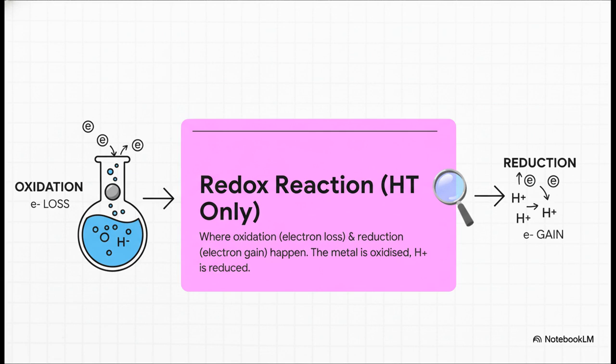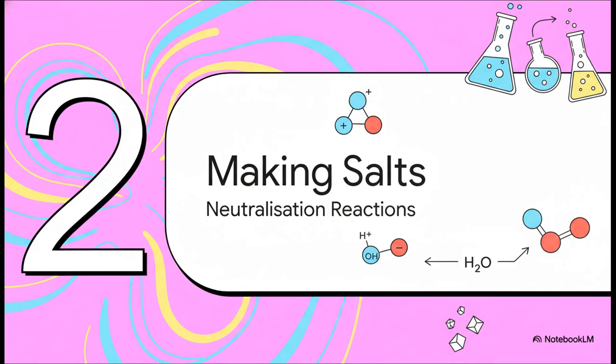The easiest way to remember this is the old classic, OIL RIG. Oxidation is loss, reduction is gain of electrons. Simple as that. Okay, so let's move on to one of the most important types of acid reactions out there, neutralization. This is the go-to method for how we make most salts in the lab.